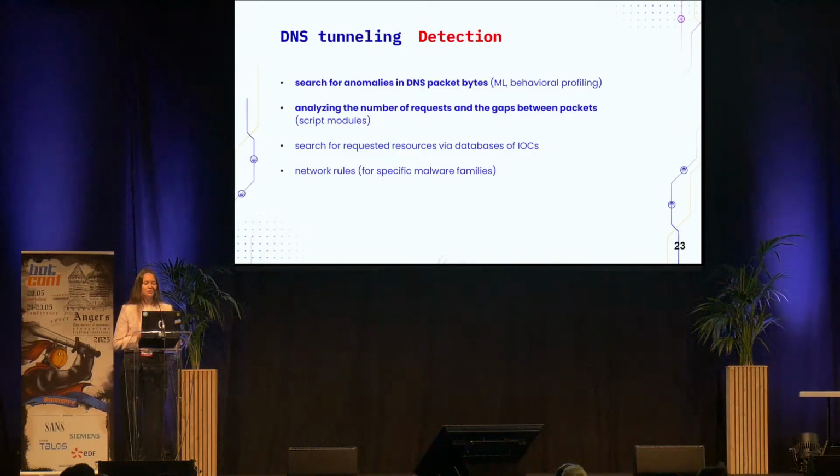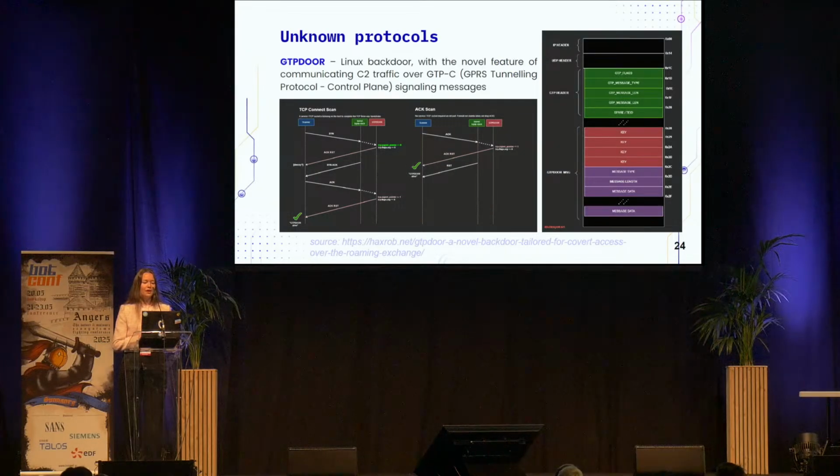Sometimes we can use network rules, but I don't think that it's a good idea for this technique, because it will work only for specific malware families, and you cannot find the new ones. Another technique is unknown protocols. Here, GDP door. It's a Linux backdoor.